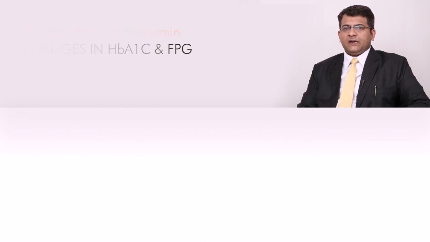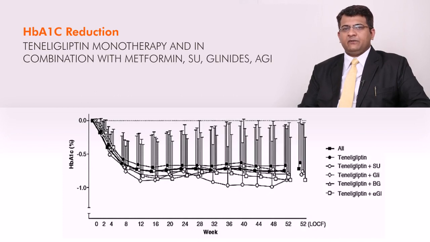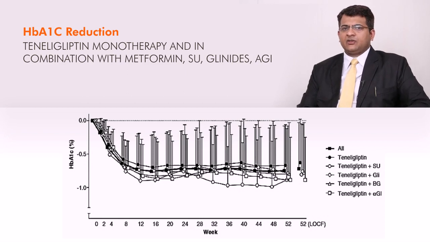In this post hoc analysis of phase 3 clinical trials where teneligliptin has been studied in combination with sulfonylurea, glinides, alpha glucosidase inhibitor, and also as a monotherapy, this is the HbA1c reduction result, and this graph gives a fair bit of idea how teneligliptin will perform when used as a monotherapy as well as with very commonly used other oral antidiabetic drugs like sulfonylureas, metformin, glinides like repaglinide, and alpha glucosidase inhibitors.